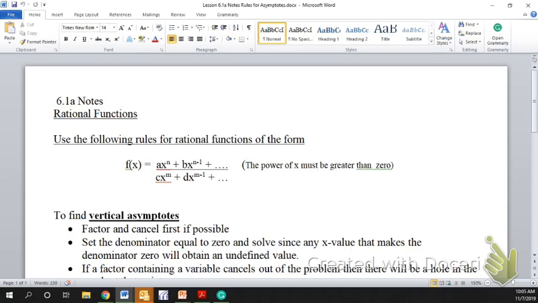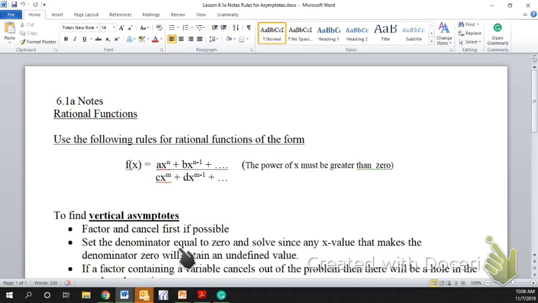So anytime you have a rational function, it usually means you've got x's in the denominator. It's a fraction with x's in the numerator and the denominator, or just the denominator. And here's a generic version of a rational function. It kind of looks like a polynomial over a polynomial, right? I've got my highest power, then 1 power less, and I have a different power probably in the denominator, and then 1 less, and so on.